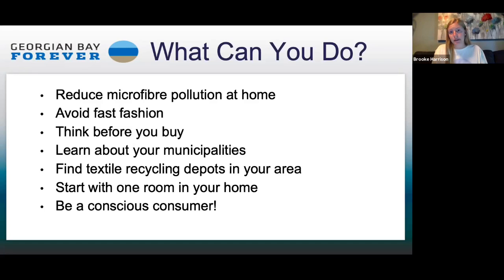Other things we can do is avoid fast fashion. Fast fashion items typically only last a few wears, a few washes.